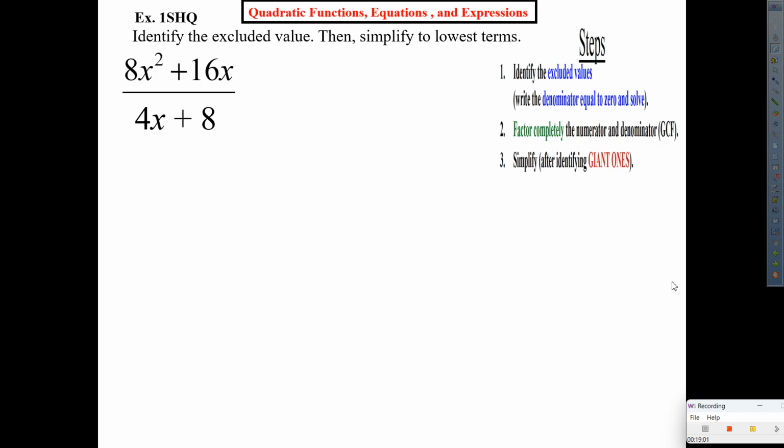All right, do this one by yourself. Example 1, Shazam Q: 8x squared plus 16x over 4x plus 8. Once again, simplify first. Start with factoring, simplify, and then from there find me the excluded values, and I'll send you the screen so you can send me your notes. Go.